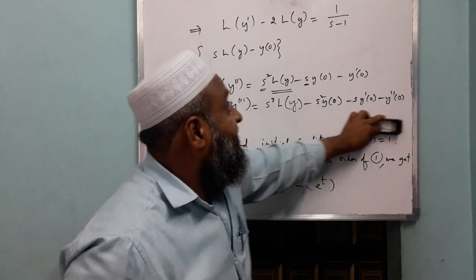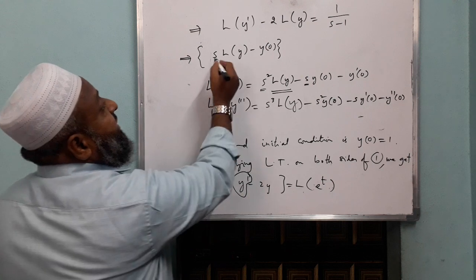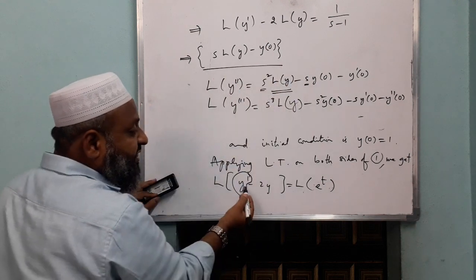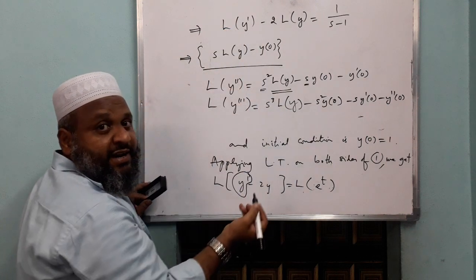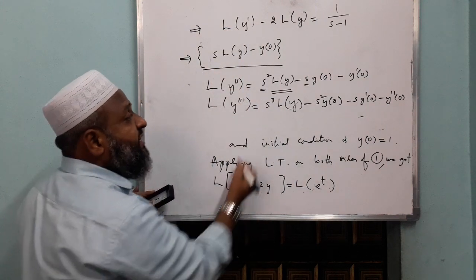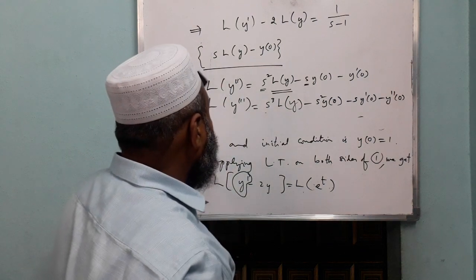So the point is, if a first order derivative is there, the expansion is like this. If it is y double dash, then this expansion will be used in the place of this bracket. If it is a third order differential equation, this part will be used in the case of that bracket. I hope you are clear.